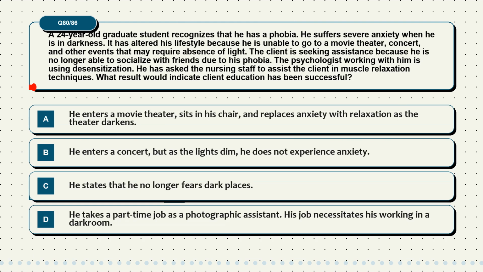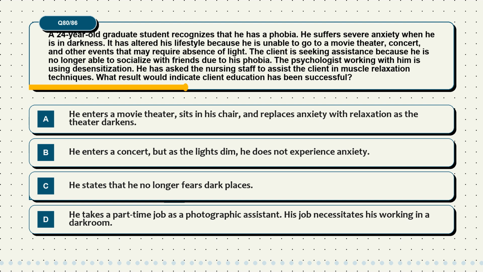Question 80. A 24-year-old graduate student recognizes that he has a phobia. He suffers severe anxiety when he is in darkness. It has altered his lifestyle because he is unable to go to a movie theater, concert, and other events that may require absence of light. The client is seeking assistance because he is no longer able to socialize with friends due to his phobia.